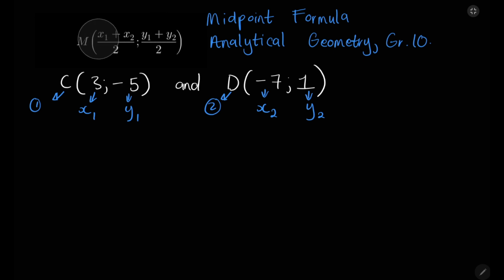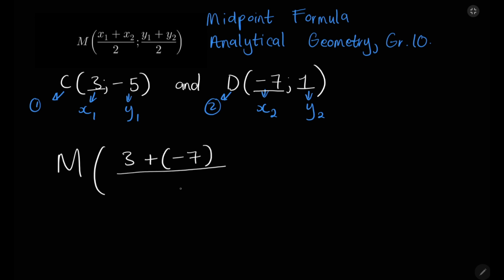What's the next step? Let's substitute into our midpoint formula. We have M, open a bracket, x1, where's your x1? It's 3. We have plus x2, where's your x2? There it is, it's negative 7. So let's put this in a bracket all over 2. We also have y1, there's a y1, it's negative 5 plus y2, there's a y2, it's 1 all over 2.